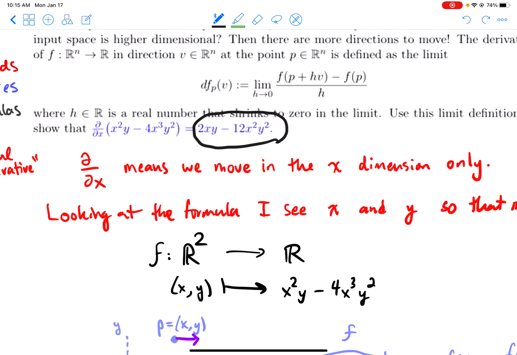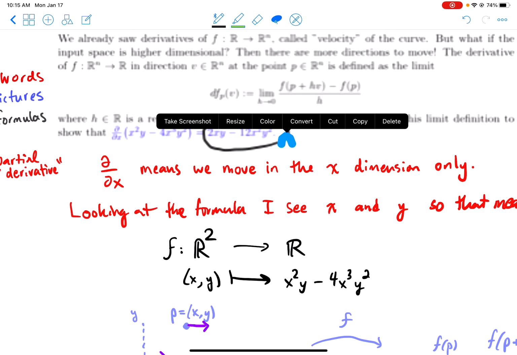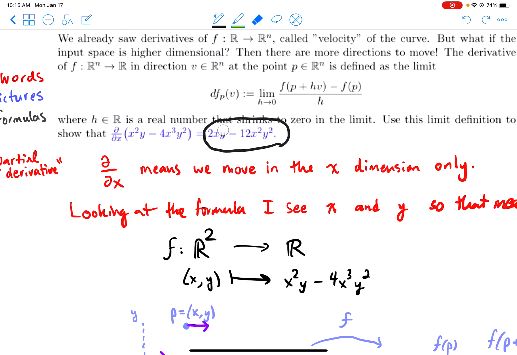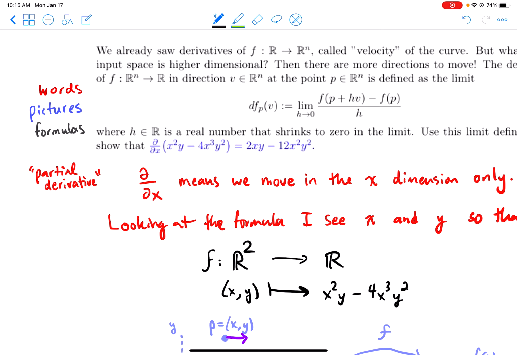Now, in practice, this is the reason that you can just do this. You can just look at this and say, partial x, well, x squared becomes 2x. That's how we do the derivative. And so x squared y, we treat y as a constant, because we're not going to move in y at all, then y is just a constant like 5 or 18, and it just sticks around. So that's why the x squared y becomes 2xy.